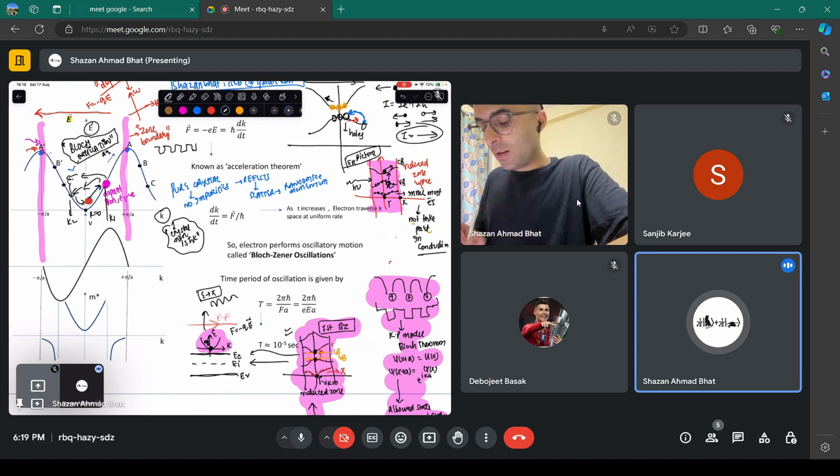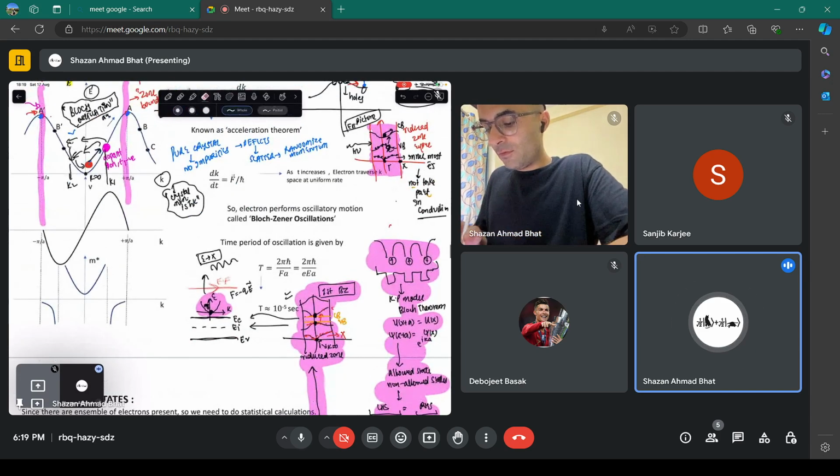Otherwise, this Bloch oscillation, which should have happened, because that is what the E-k diagram tells us. Whenever you apply a field to the electron, it's going to oscillate in that particular k. But because of the impurities, because of the scattering centers, the electron is not able to do it.